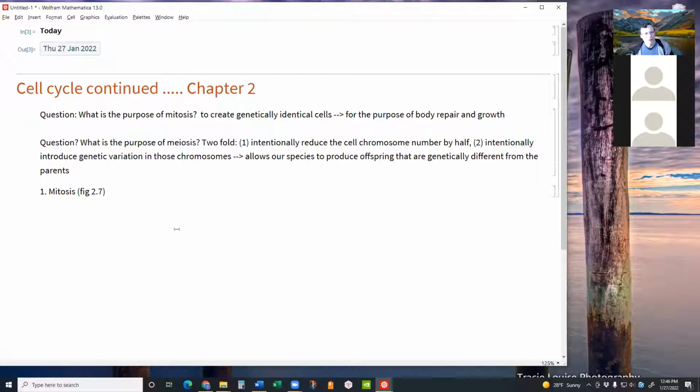Okay. So if that wasn't in your mind, hopefully it is now in your mind. So when we talk about these processes, you have that in the background. Purpose of mitosis, create a genetically identical cell. Purpose of meiosis, create a genetically distinct cell that allows for the species to reproduce and create children.